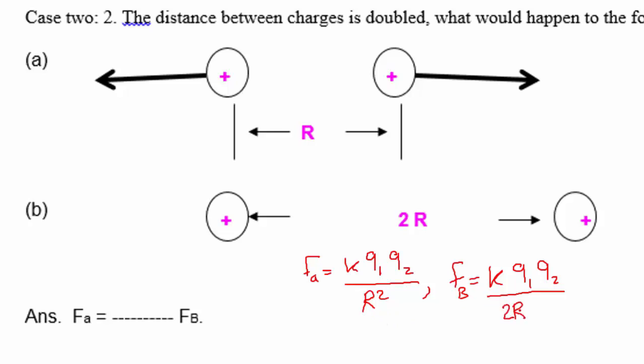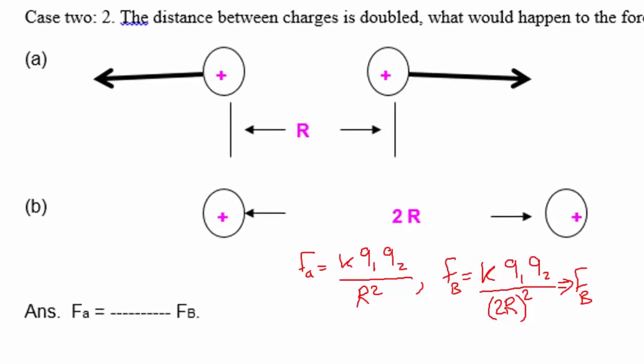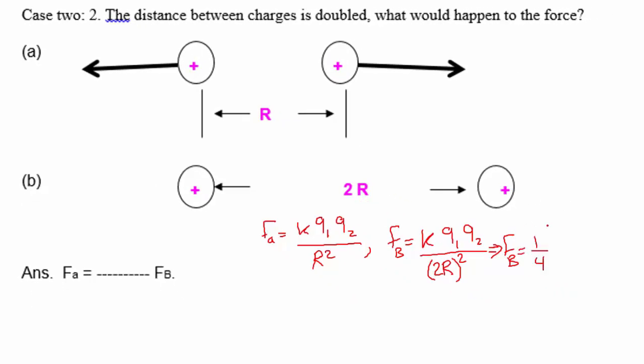And now this is the tricky part. The square is not applied on the r only, it's applied on 2r. So the whole thing here is squared, and hence the force in case B will have 2 squared in the denominator. 1 over 2 squared gives you 1/4, while the numerator is still k q1 times q2 over r squared. So you can see this part here represents the force in case A. Hence the force in case B will be 1/4 the force in case A.